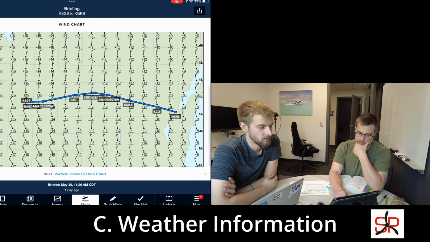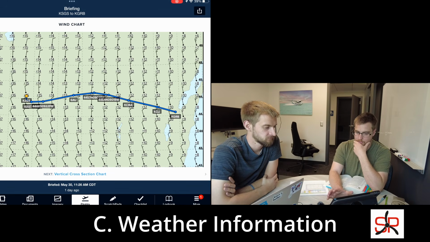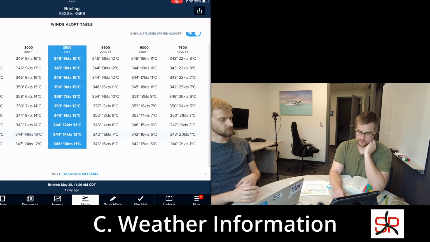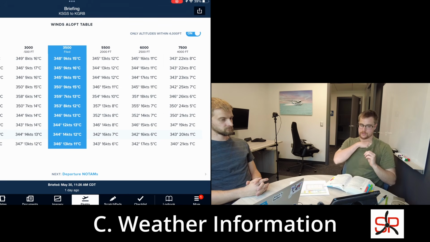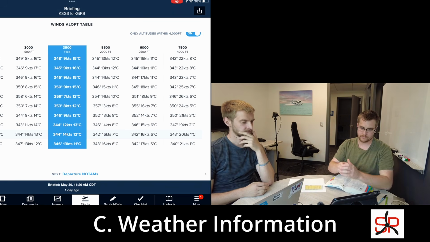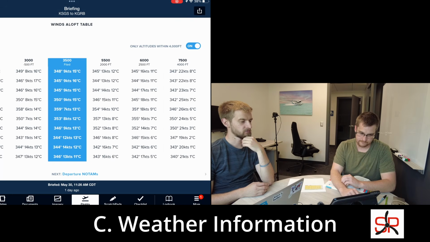Wind charts. So we can see that we have predominantly northerly winds. Temperatures are going to be about 12 degrees Celsius across our whole route. We'll go to the winds aloft table here, which is what I used to calculate our nav log. Okay. Right here. And then going back to the winds aloft.